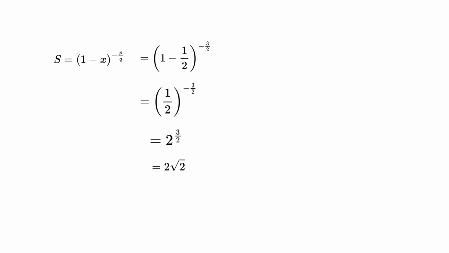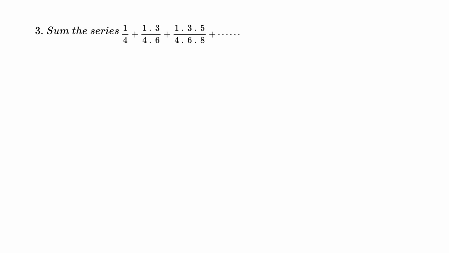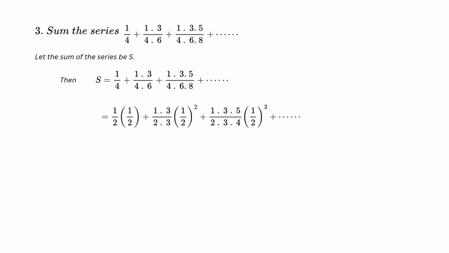Now, let us consider one more example. Find the sum of the infinite series 1 by 4 plus 1 into 3 by 4 into 6 plus 1 into 3 into 5 by 4 into 6 into 8 plus etc. Let the sum of the series be S. Then S is equal to 1 by 4 plus 1 into 3 by 4 into 6 plus 1 into 3 into 5 by 4 into 6 into 8 plus etc. is equal to 1 by 2 into 1 by 2 plus 1 into 3 by 2 into 3 into 1 by 2 whole square plus 1 into 3 into 5 by 2 into 3 into 4 into 1 by 2 whole cube plus etc.